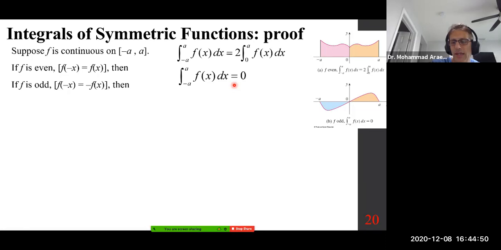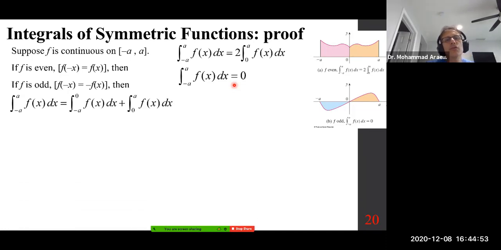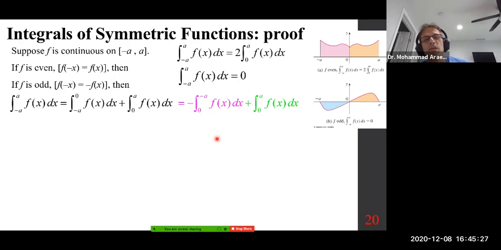A quick proof of that would be if you just separate them based on the properties of definite integral from negative a to 0 and 0 to a. Then this part we can flip over and write it as such. Everybody remembers that if I flip over the limits, then the sign changes. The second part we are not touching. The first part is this. So let's deal with this first part. Depending upon the function being odd or even, a number of things happen.